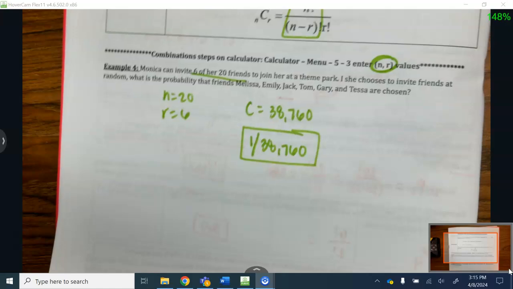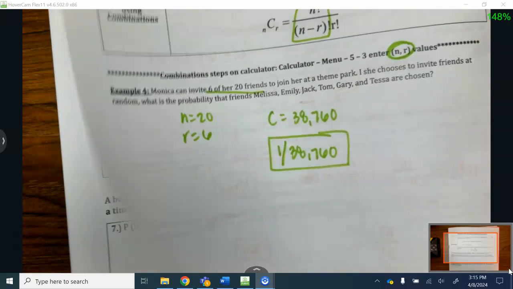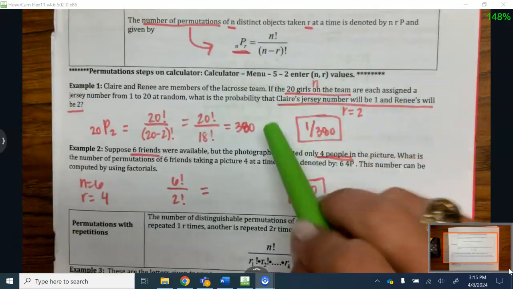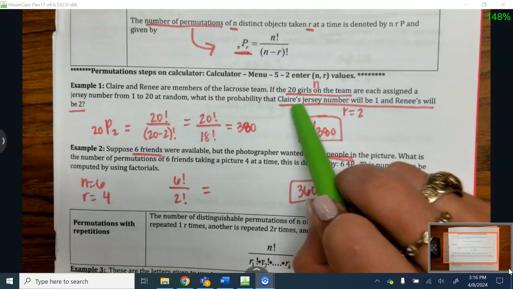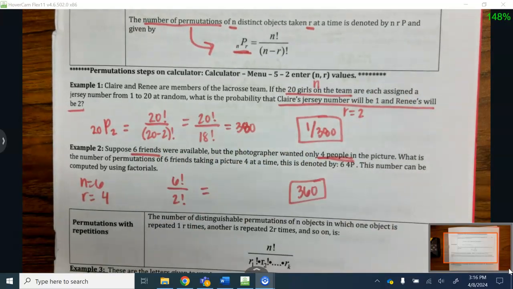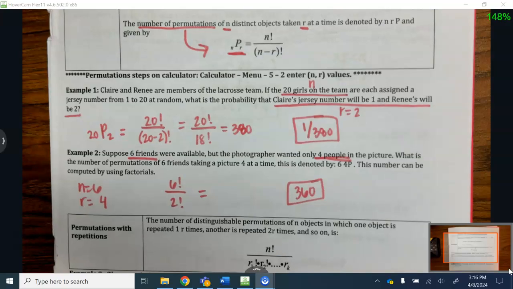Okay, so what you want to look out for when you're reading questions, because obviously on your final exam, we're not going to tell you if it's a permutation or combination. Look at what it's asking. Claire's jersey has to be 1. Renee's jersey has to be 2. That makes it a permutation. Okay?